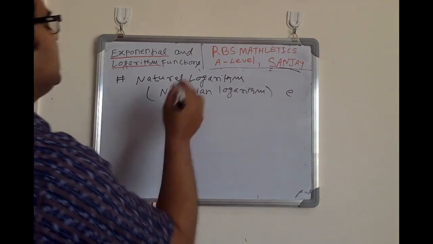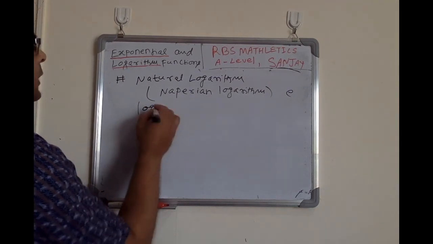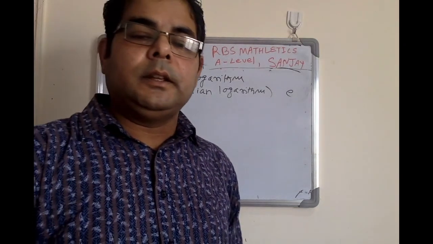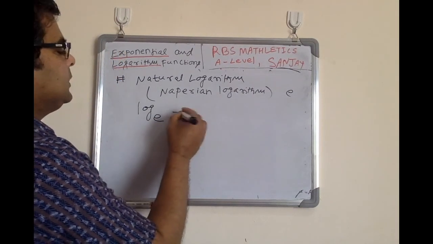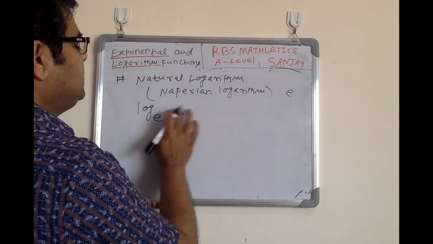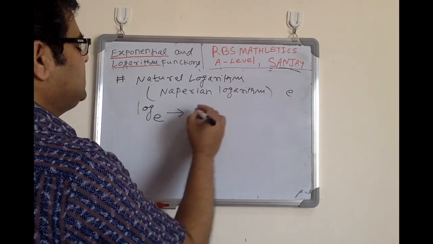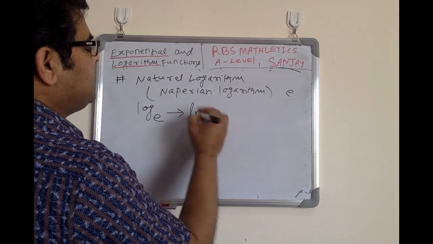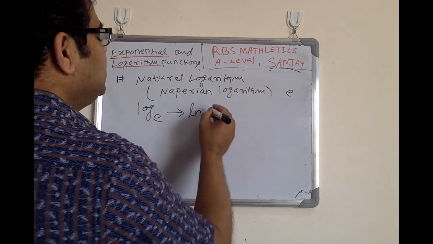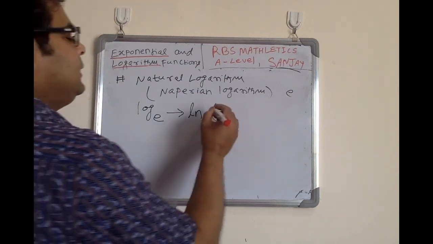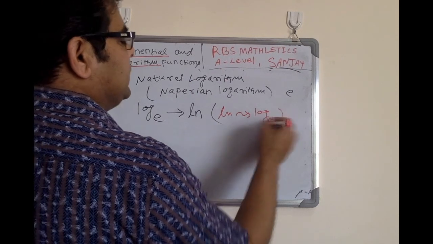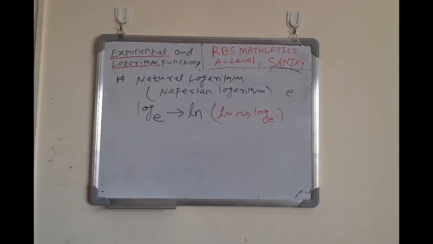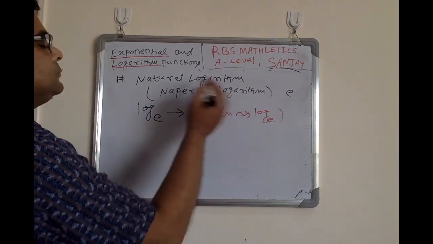And in the natural logarithm, what happens? In other logarithms, the base number you can choose is anything, but in this case we always choose the base e, and this sort of log is written as ln. So whenever you see ln written, ln always means the log to base e, and this is called the natural logarithm, and it is very popular in our scientific area.